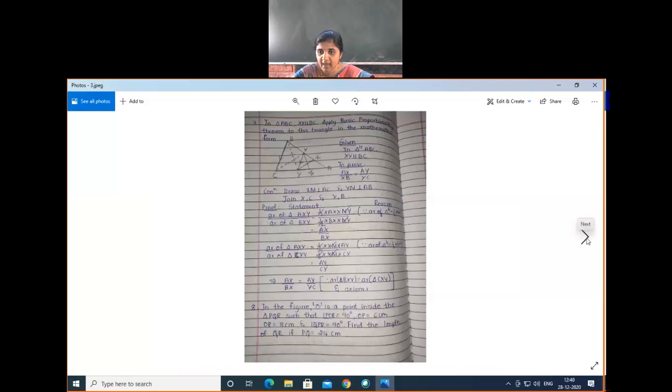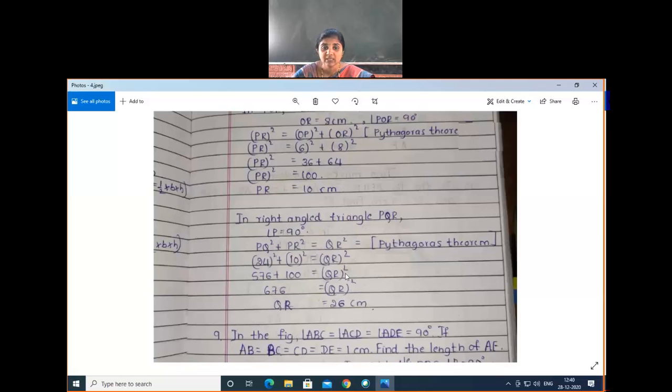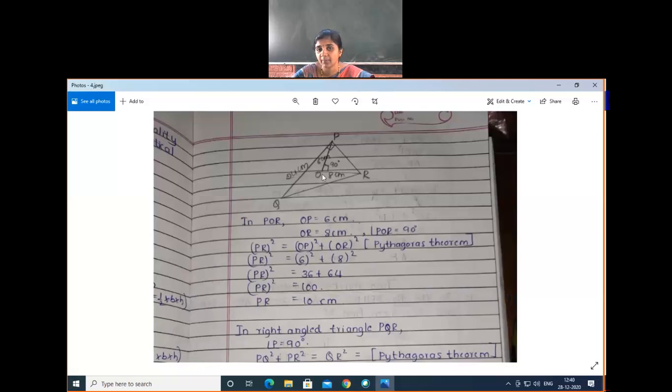Okay, let us come back to the diagram part. See here, this is the diagram. POR is 90 degrees. All these measurements are given in the problem only. Just draw the diagram properly.